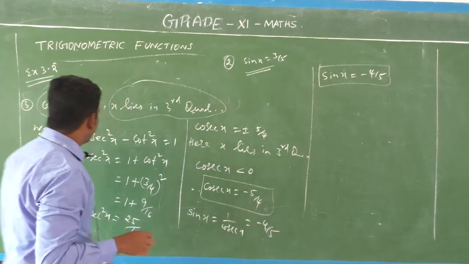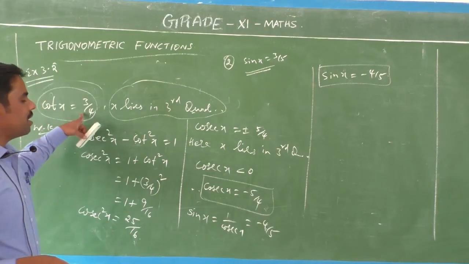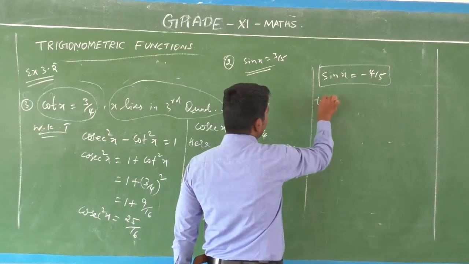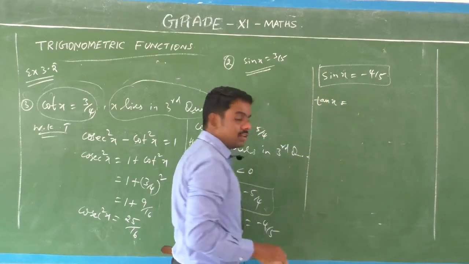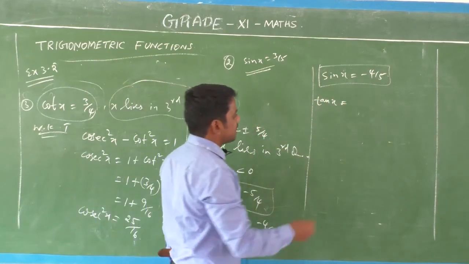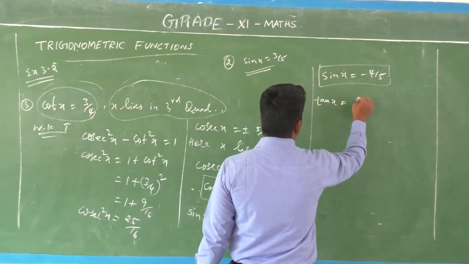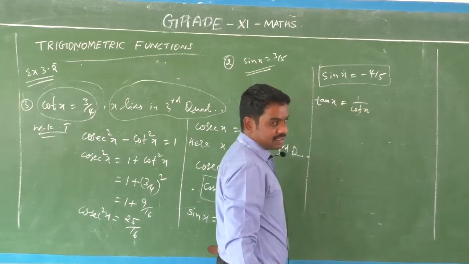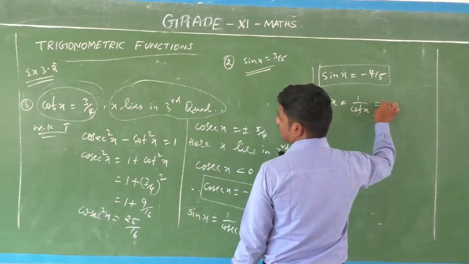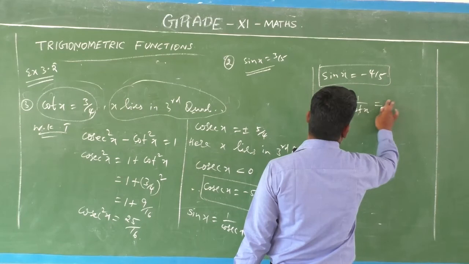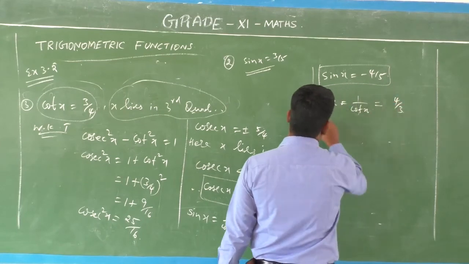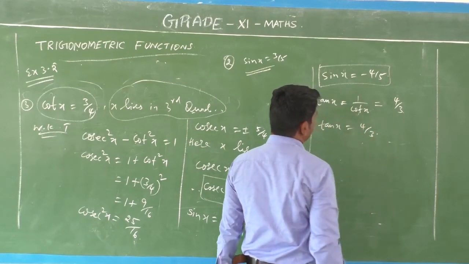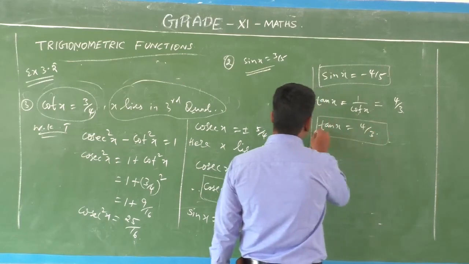Next, cot x is 3 by 4, then the tan x value: tan x equal to 1 by cot x. Cot x value is 3 by 4, so the reciprocal of 3 by 4 is 4 by 3. So tan x is equal to 4 by 3.